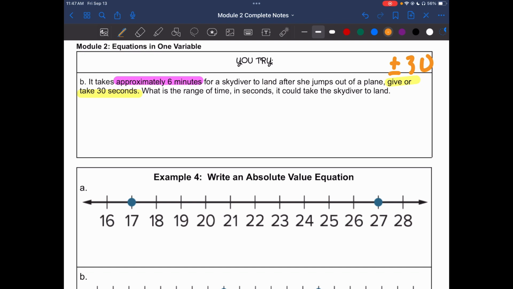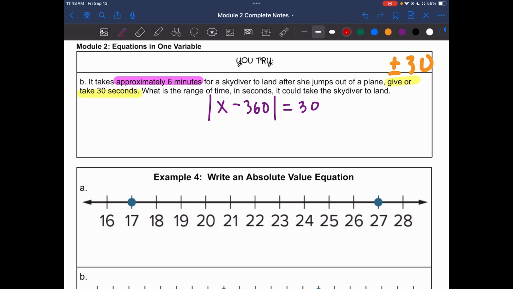So we're going to write our absolute value equation, and our comparison is to the 6 minutes, but the question is asking for us to give the answer in seconds. So 6 minutes in terms of seconds is 360 seconds. So x minus 360 is going to be equal to the 30 that we are going to be plus or minus when it comes to the landing time.